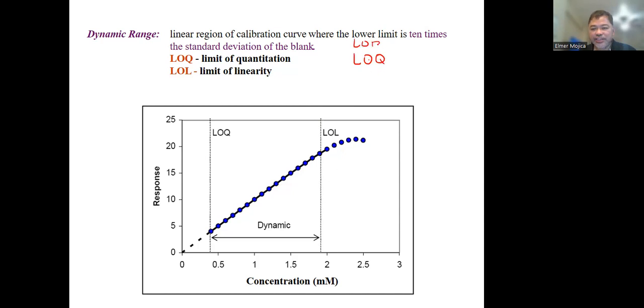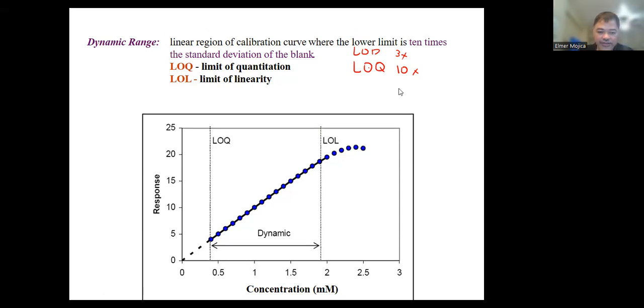If the LOD is 3 times the standard deviation, the LOQ is at least 10 times. Okay, so the linear dynamic range is the linear range of a calibration curve obtainable with a particular method for a certain analyte.